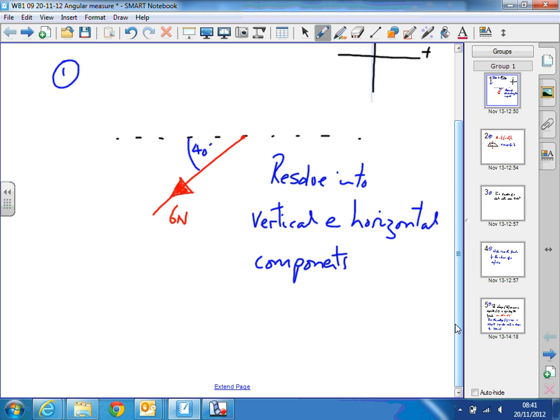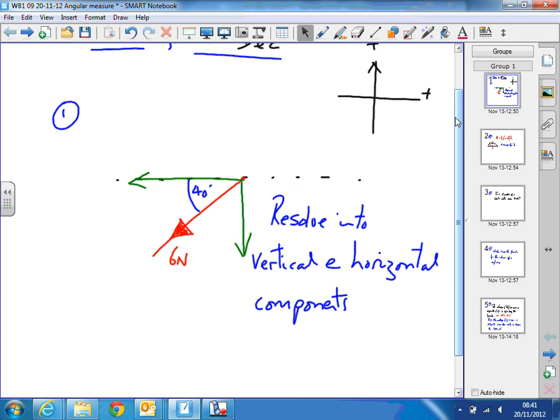If I want to resolve into its vertical and horizontal components, what I'm after is what's the horizontal component of this force, what's its effect in the horizontal direction, which is this direction, and what's its effect in the vertical direction, which is this direction. So I'm after those values. So straight away, from the convention, that's going to be a negative vertical force and a negative horizontal force. So whatever answer I come up with, it's going to be a negative.